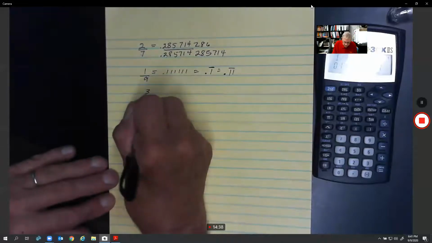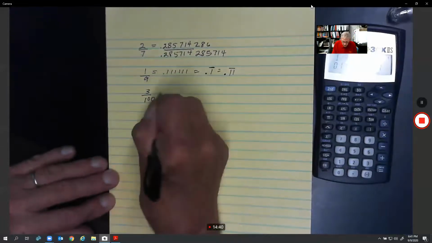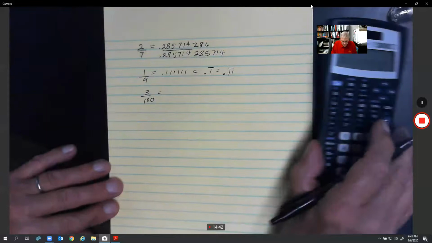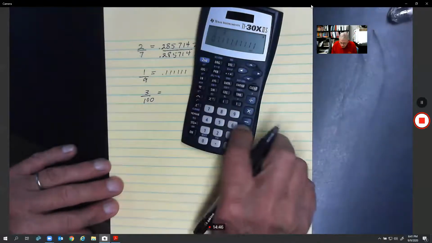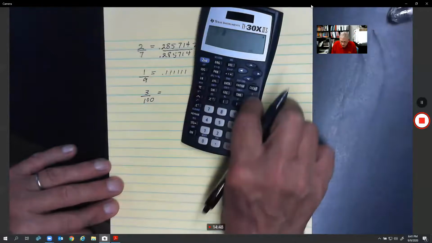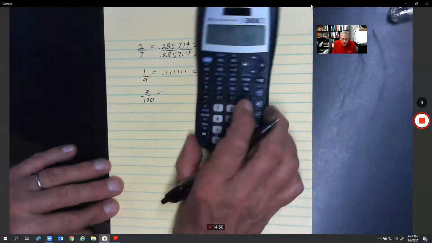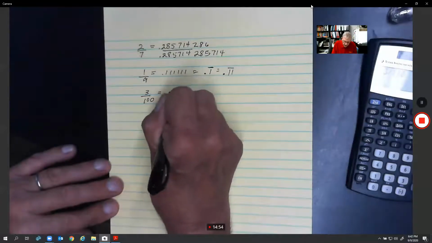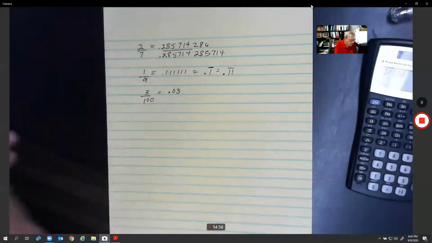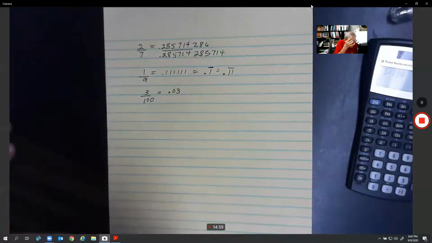3/100ths, well, that should be 0.03, 3 out of 100. But you can always divide on your calculator. 3 divided by 100. 3/100ths, see. All right, so that gives you an idea here.